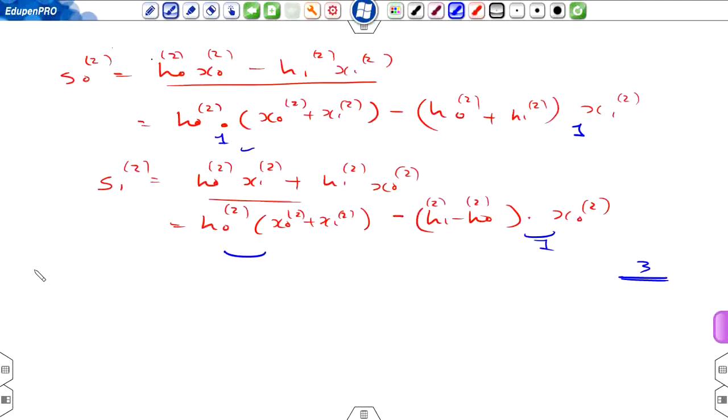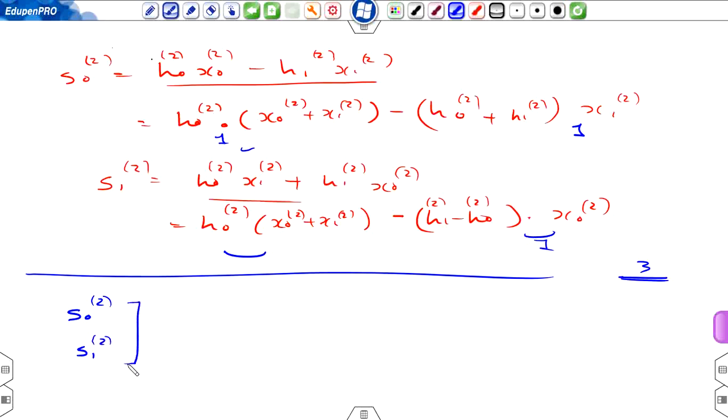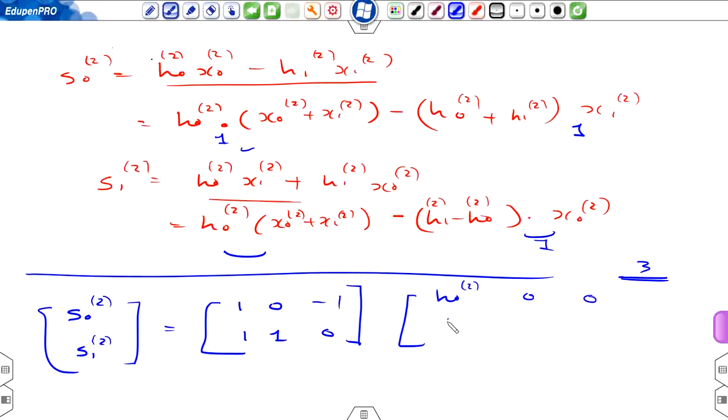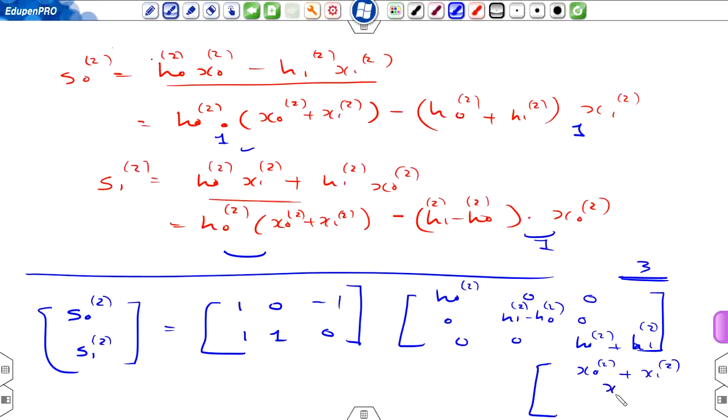Okay, so in the matrix form we can write s0(2) and s1(2) on the left hand side, that is equal to, okay, I am directly writing the decomposed form and leaving it as an exercise for you: h0(2), 0, 0, 0, h1(2) minus h0(2), 0, 0, 0, h0(2) plus h1(2), and x0(2) plus x1(2) in the second row, x0(2) in the third row, and x1(2). So it is very easy to decompose this.